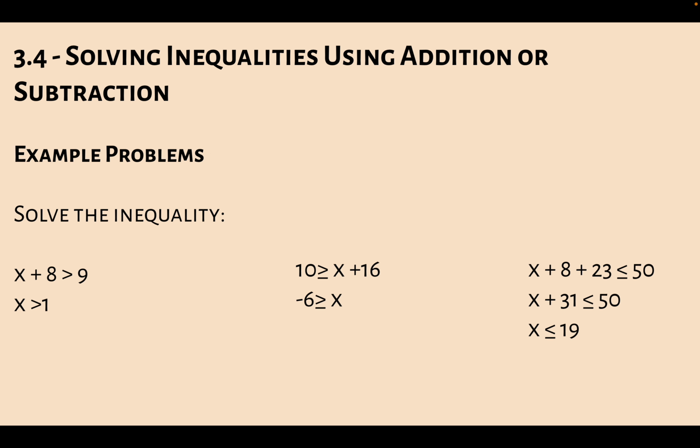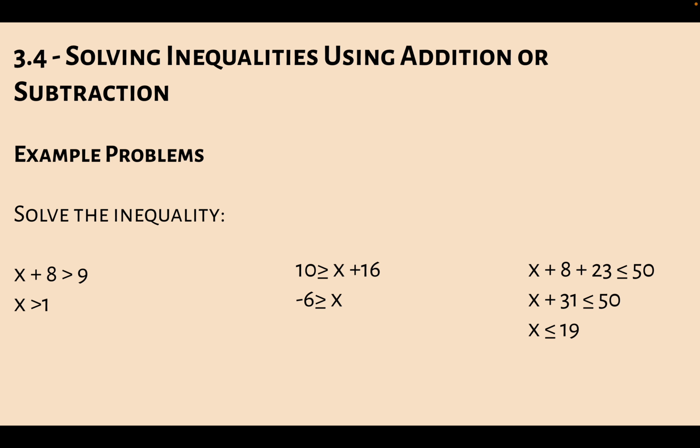Next, moving on to some example problems. Solve the inequality. First is x plus 8 is greater than 9. We can subtract 8 from both sides and get a final answer of x is greater than 1. For the second inequality, 10 is greater than or equal to x plus 16. 16 can be subtracted from both sides to get negative 6 is greater than or equal to x.